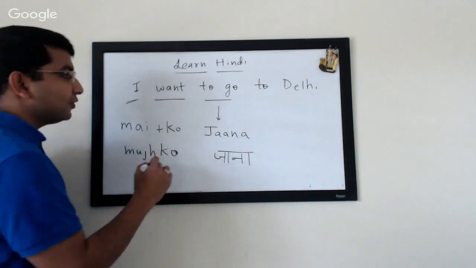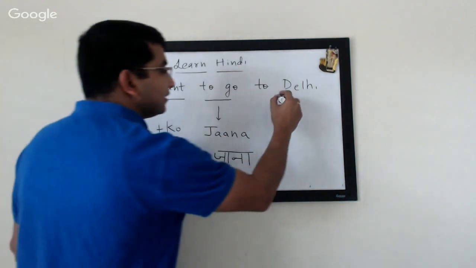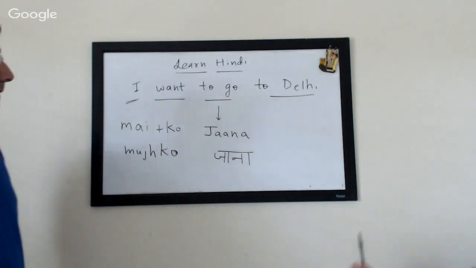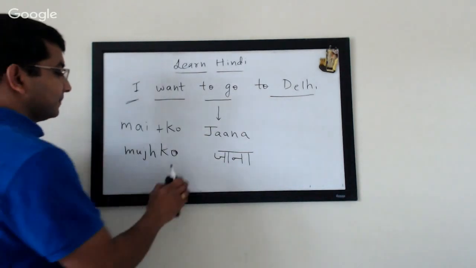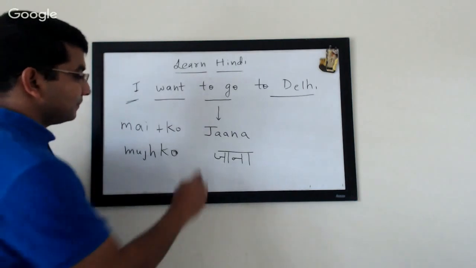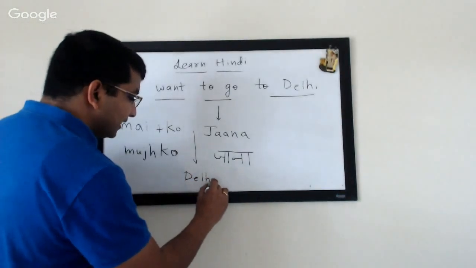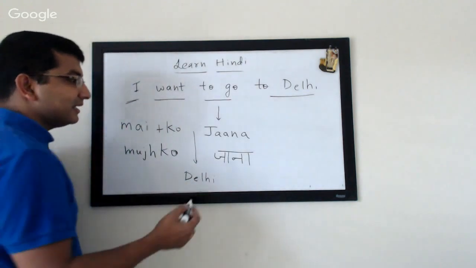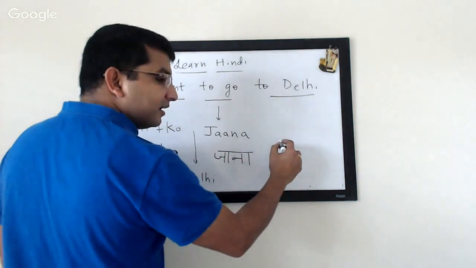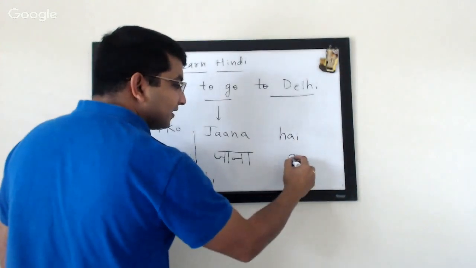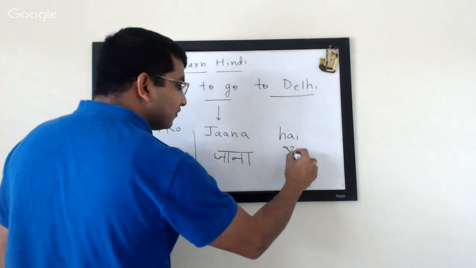Now, where will you put Delhi, or Delhi? I think I put it... Mujhko Delhi jana hai. Okay, मुझको Delhi, or in Hindi, Delhi is दिल्ली. Delhi, right? मुझको दिल्ली जाना है. Very good. I'll write it down again, but I wanted to give you the flavor of how to break it down.